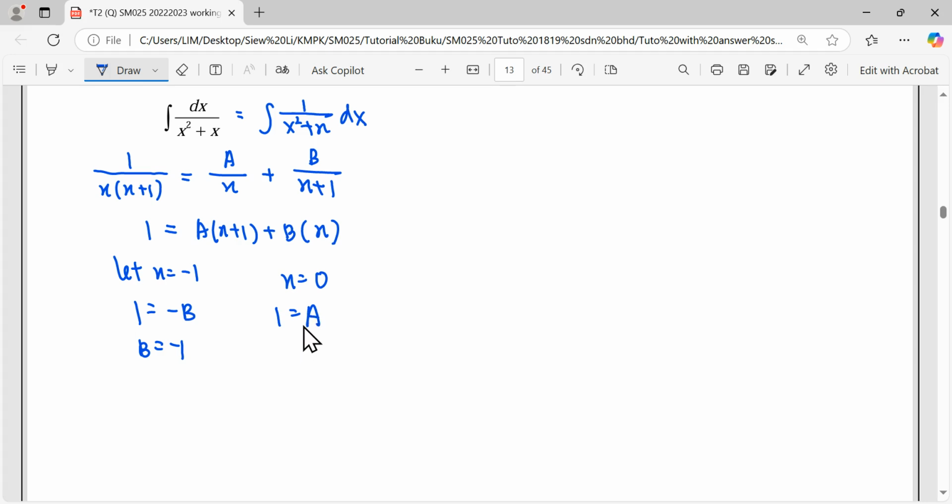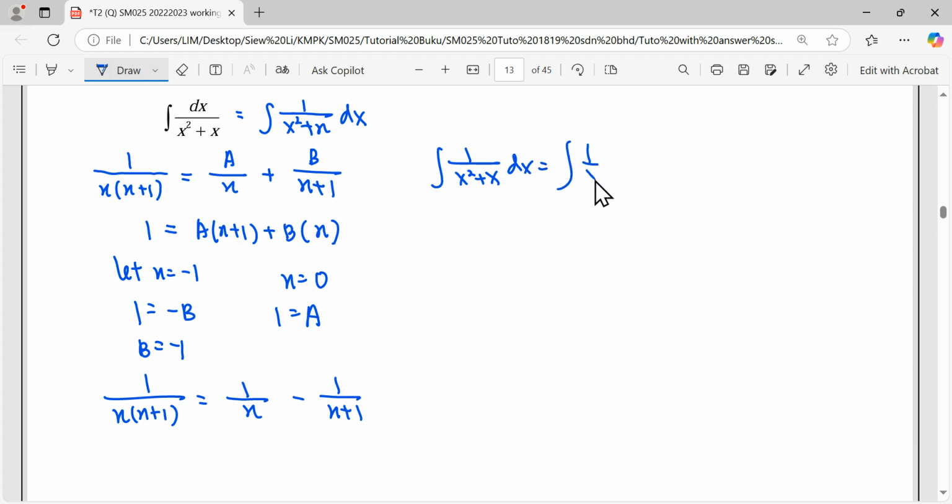So here we have our a and b. We rewrite our fraction in partial fractions, starting with a is 1, b is -1. Then we proceed to integrate. So this will be the integral of 1 over x squared plus x dx in the new form, which is the integral of 1 over x dx minus the integral of 1 over x plus 1 dx.